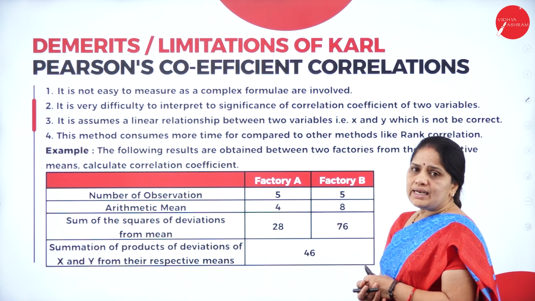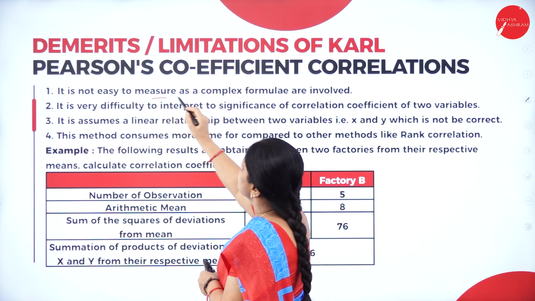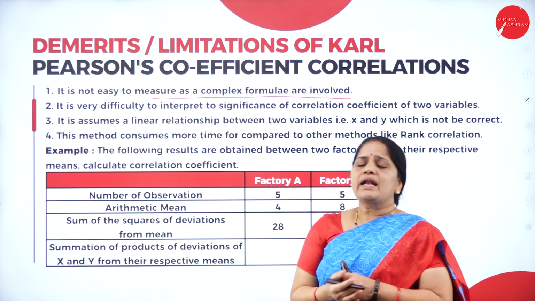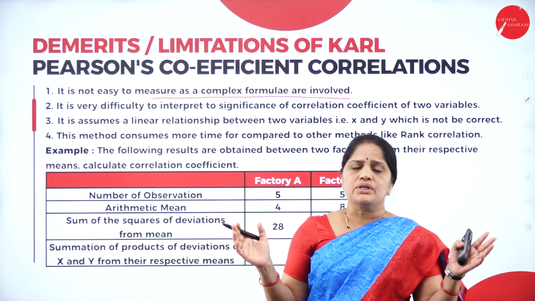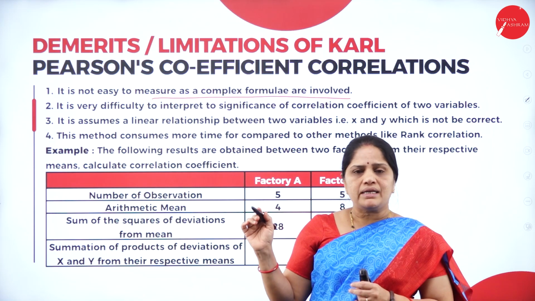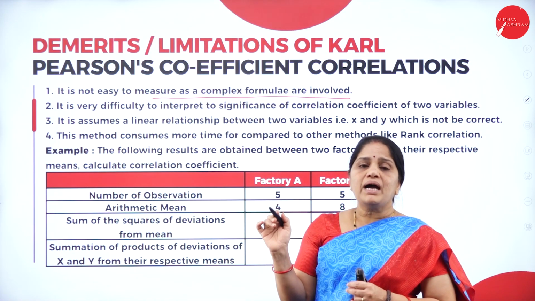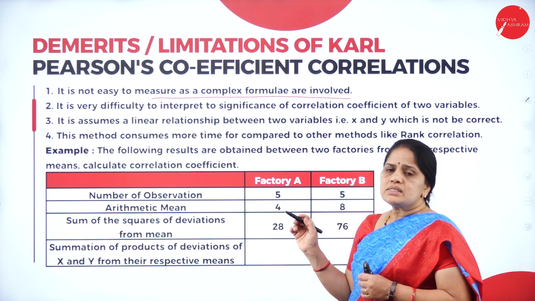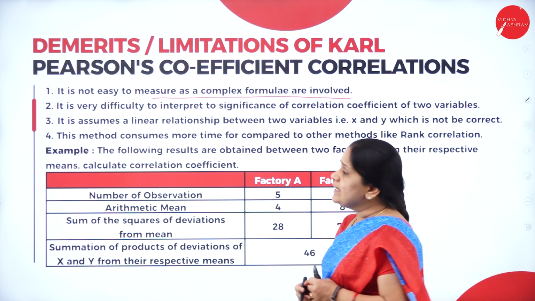Then, next one is what are the demerits? First one is it is not easy to measure as complex formulae are involved. So, when we are writing the formula for coefficient of correlation, the formula is too huge. We have to write sigma dx dy minus sigma dx into sigma dy divided by n whole over, again, root of sigma dx square minus sigma dx the whole square divided by n into sigma dy square minus sigma dy the whole square divided by n.